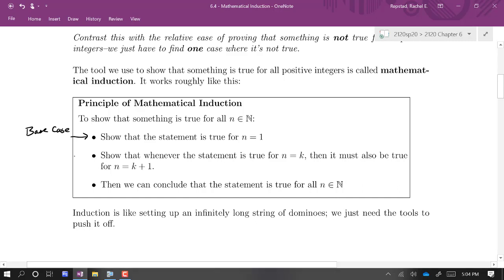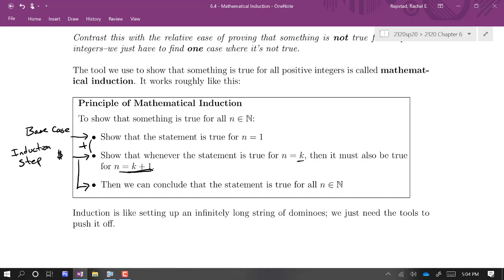Now, this next step, this is where the money is. This is what we call the induction step. We show that whenever the statement is true for some n equal to k, and again, we're not being specific, we're just saying, suppose it's true when n is k. If we could show that whenever it's true for n equals k, then it must also be true for k plus 1, then these things combined allow us to conclude that it's true for all natural numbers.